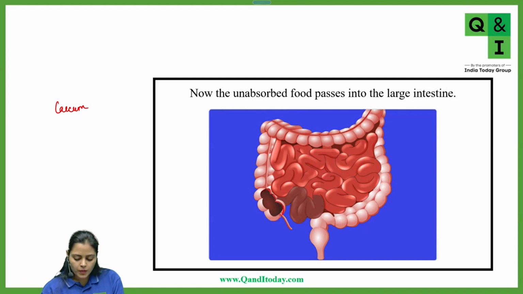Okay, so cecum is a small pouch-like structure which is present just at the opening, and then you have colon present. So this one is your ascending colon, this one is your transverse colon, and this one is your descending colon. So after cecum you have colon, and finally you have rectum present through which you excrete your waste. So these are the three parts of your large intestine: cecum, colon, and rectum.